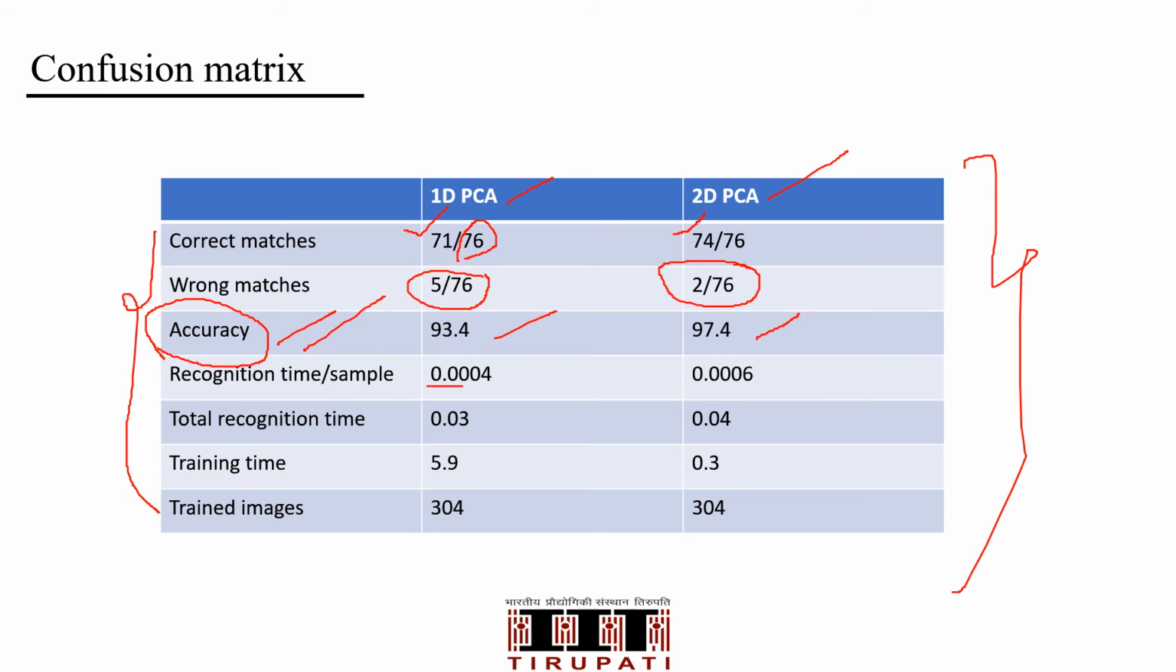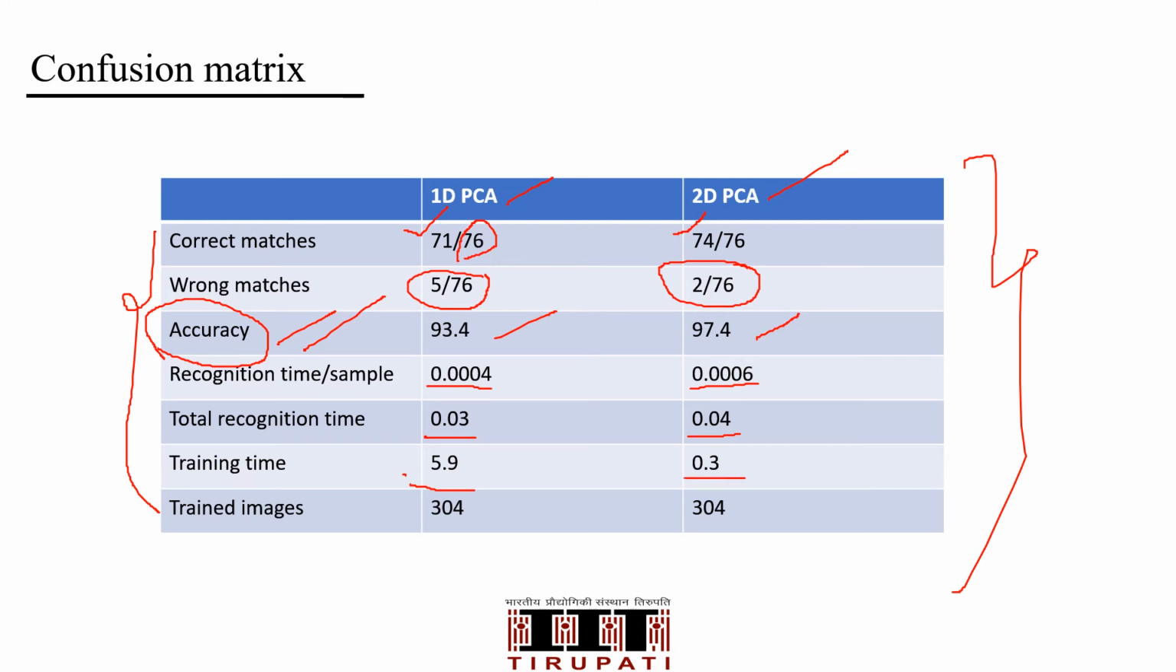The accuracy of 1D PCA is 93.4% and for 2D PCA it is 97.4%, and the recognition time per sample is 0.0004 and recognition time for 2D PCA is 0.0006 seconds. In other words, it is 0.6 milliseconds. And total recognition time for 1D PCA is 0.03 seconds and for 2D PCA is 0.04 seconds. Actually, these values may vary with the type of system you are using, but more or less the values remain same. And the training time is 5.9 seconds and for 2D PCA it is 0.3 seconds.